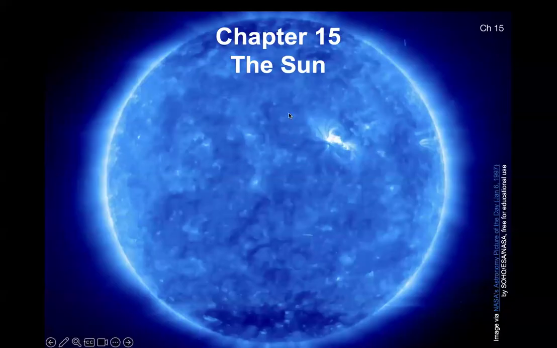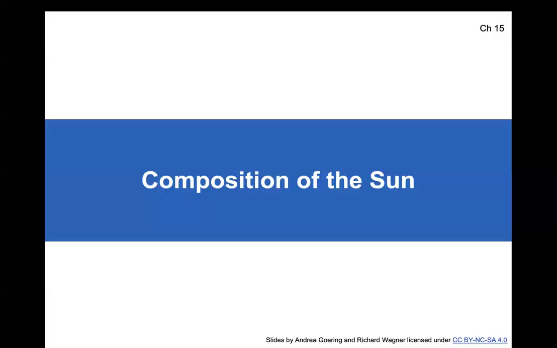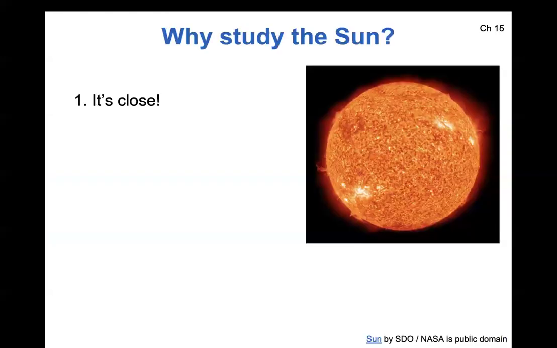So beginning chapter 15, our first of two chapters that cover the sun. This chapter focuses on the characteristics and features of the sun, as well as the way the sun interacts with the solar system. Chapter 16 is all about what happens inside of the sun, mainly fusion. So let's give an overview of the composition of the sun.